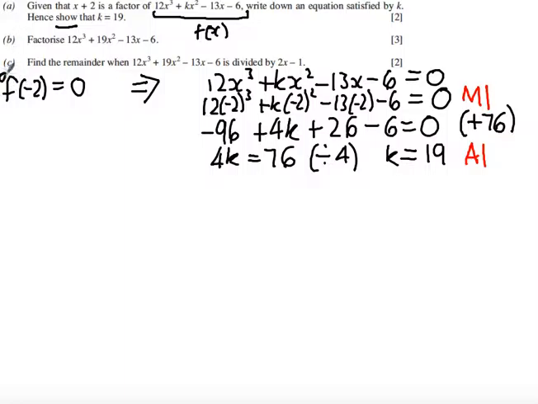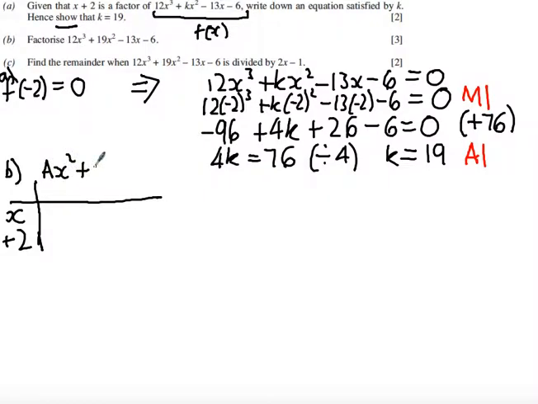That was part A. Part B wants us to factorise 12x cubed plus 19x squared minus 13x minus 6. What we know is that x plus 2 is a factor. Now, what I'm looking for here is some sort of ax squared. I'm looking to find a general quadratic.